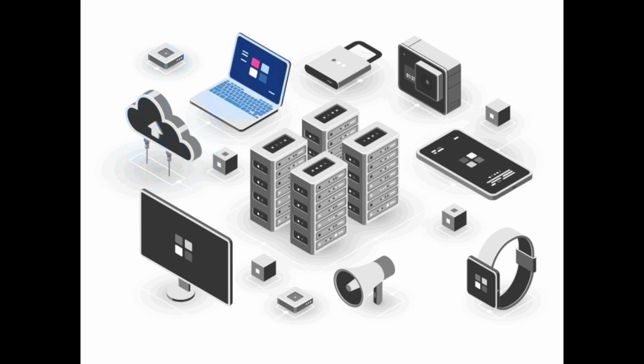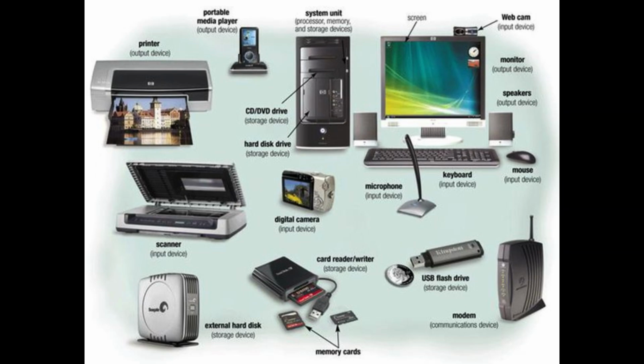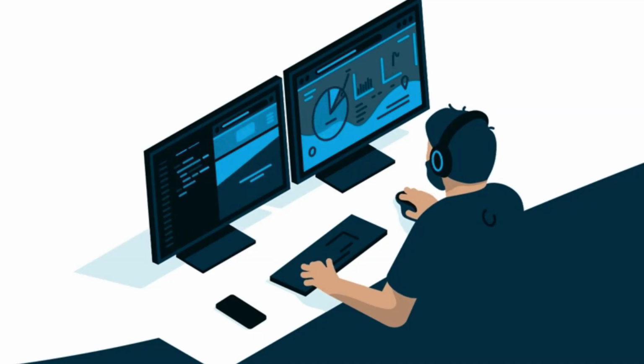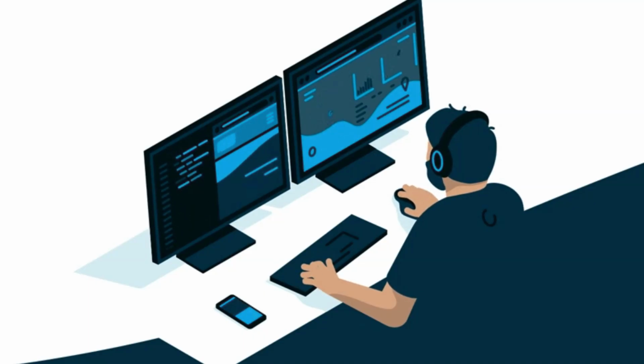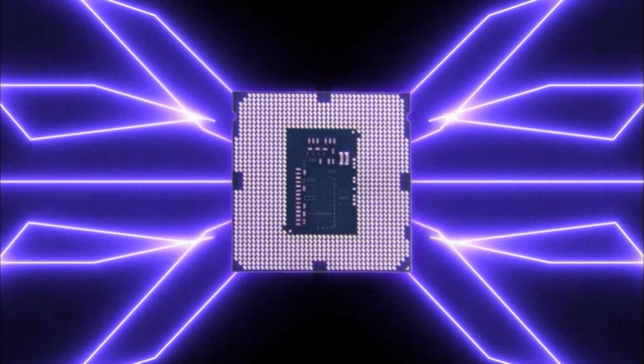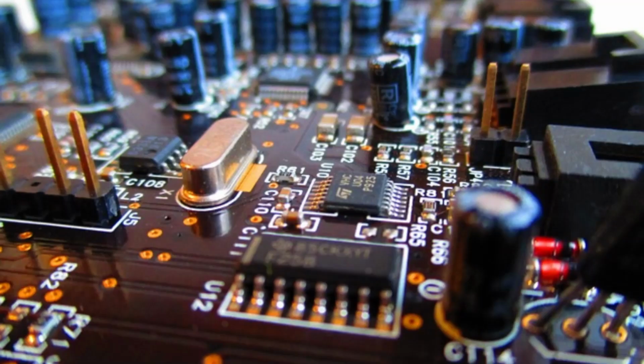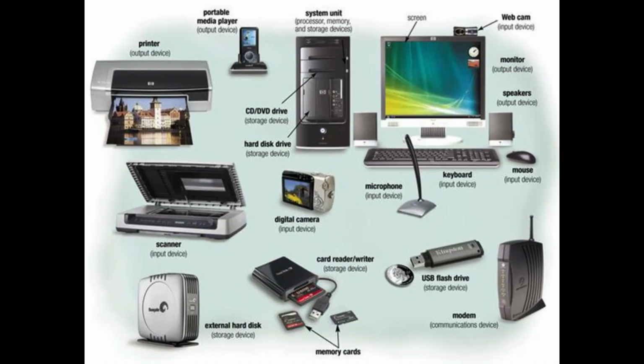Hardware can vary in terms of performance, capacity, and capabilities. Different types of hardware components are designed for specific purposes, such as gaming graphics cards for high-quality gaming visuals, or specialized processors for handling complex calculations in scientific research. Overall, hardware forms the physical infrastructure of a computer system and plays a crucial role in determining its capabilities and performance.